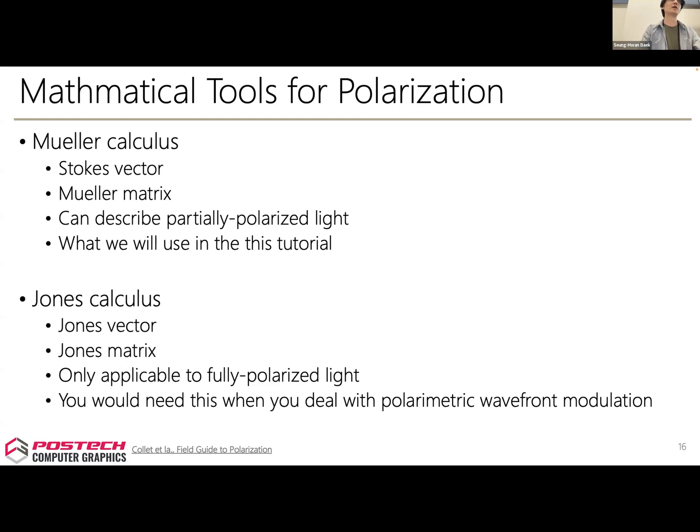However, there is another important representation, which is Jones calculus. If you are dealing with the more wave-like nature of light, such as interference, diffraction, and holography, then you would need Jones calculus, but it can only describe fully polarized light. Today I'm going to focus only on Mueller calculus.